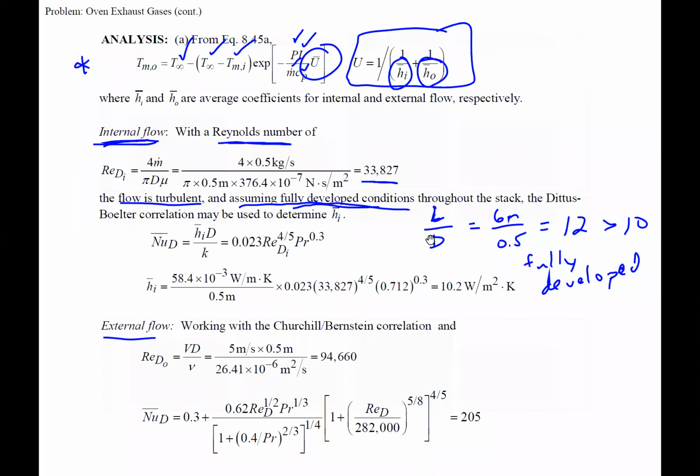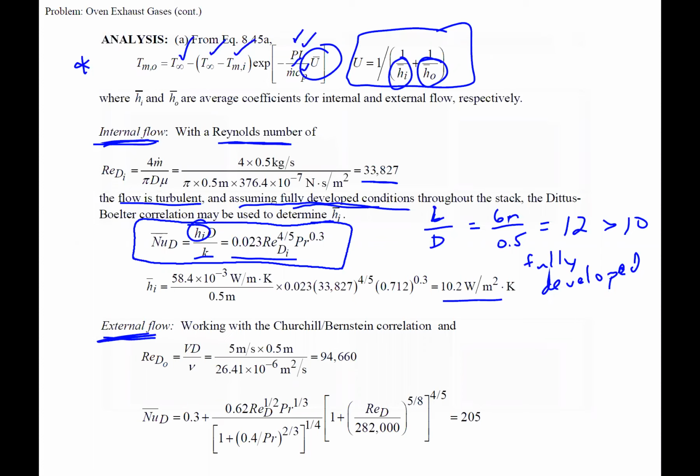All right. And you see here we have our Nusselt number equation pulled. And we can utilize this in this equation to solve for the convection coefficient. So we get 10.2. And now we have external flow.